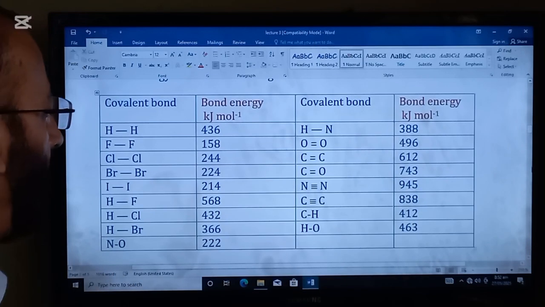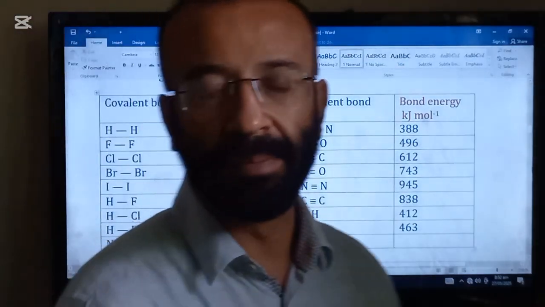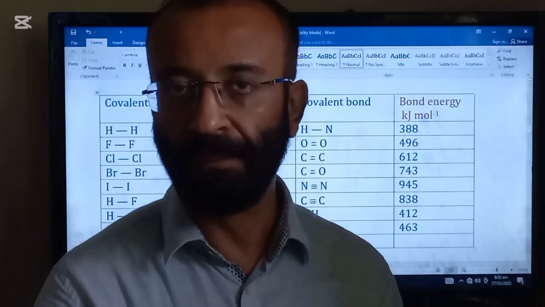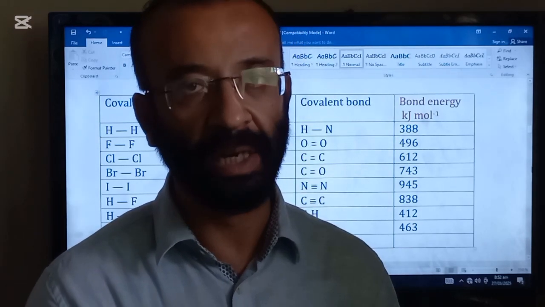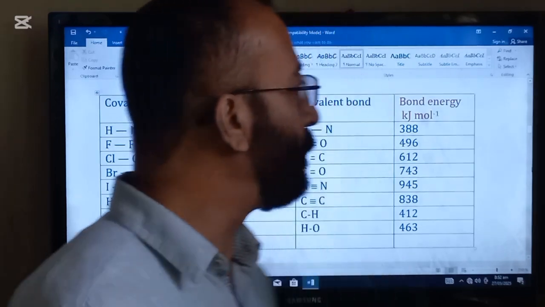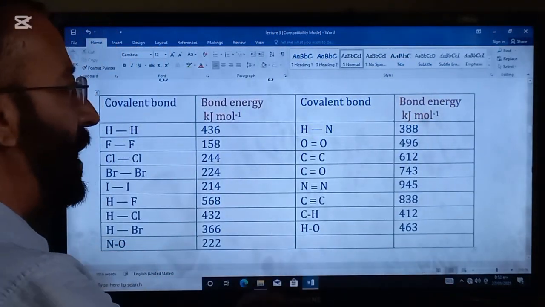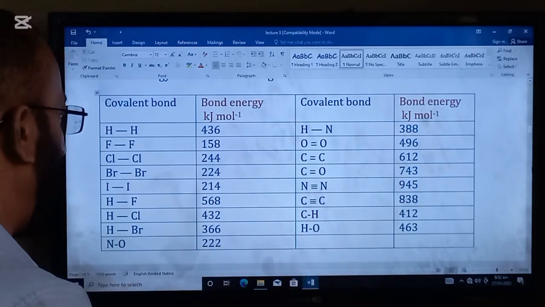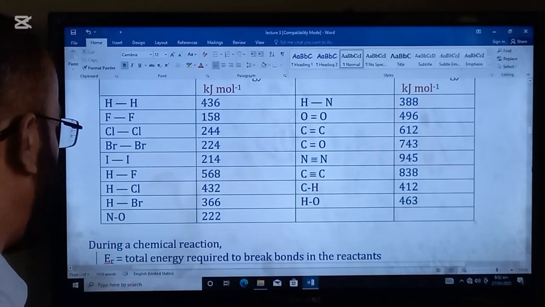And students, there frequently comes a question that requires finding the bond energy, and in that kind of question bond energies will be given in the question. So here are some bond energies which are generally used in the chemistry questions.